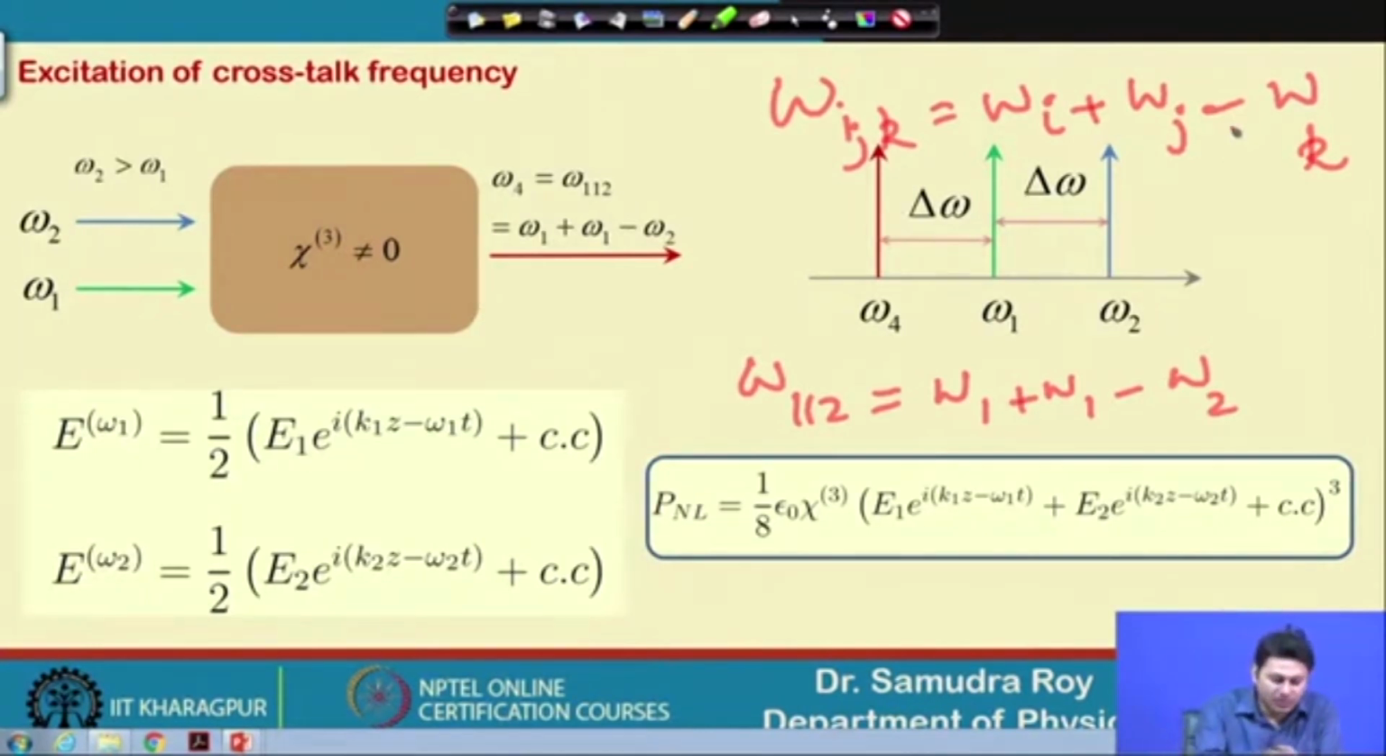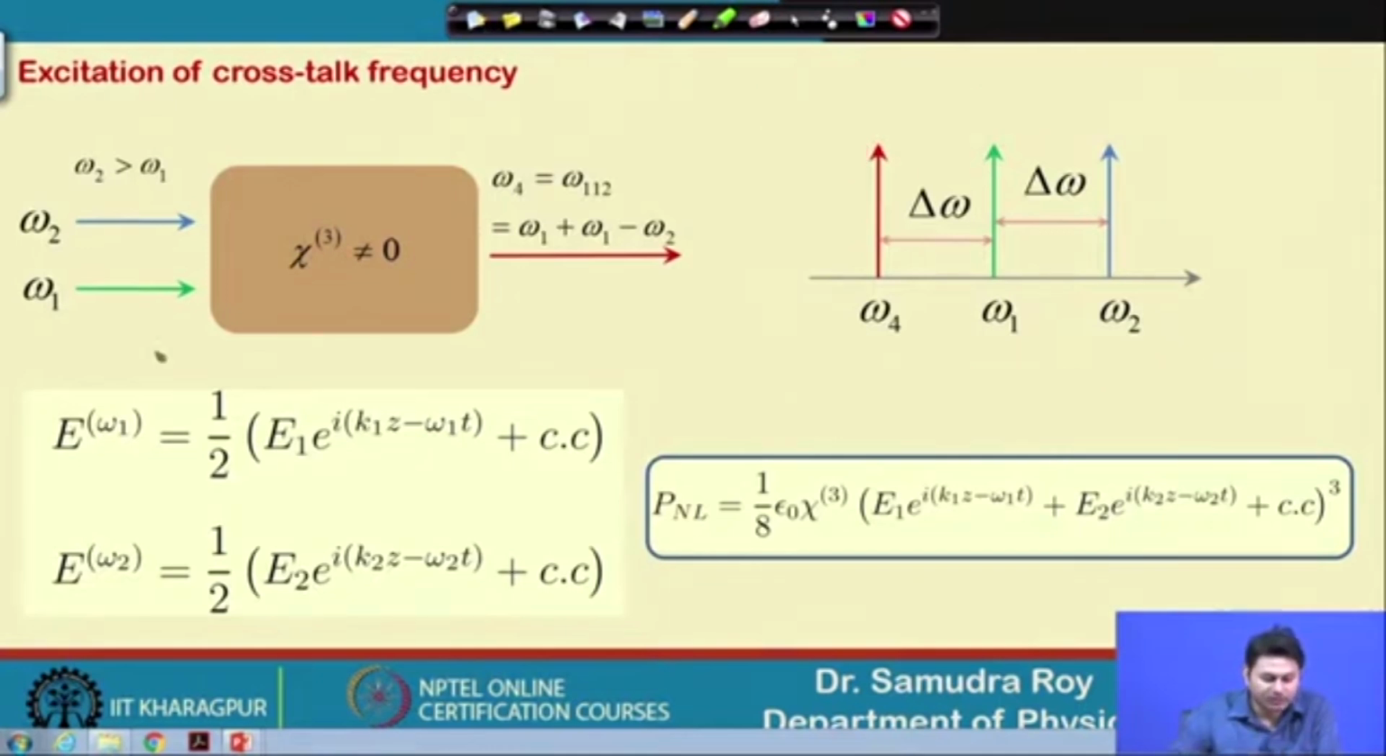That means if I launch omega 1 and omega 2 together as shown here, where omega 2 is greater than omega 1, then the combination omega 112 will give a frequency, we call it omega 4, and it will be generated exactly at the same difference that we have between omega 1 and omega 2, but on the lower side. I launch the frequency omega 1 here, and omega 2 here, which has a separation delta omega. Due to the four-wave mixing process, omega 1 and omega 2 combine with themselves and generate another frequency, say omega 4, exactly delta omega apart from omega 1, as shown in this figure. Now, the question is if I want to generate omega 4, how can this be excited?